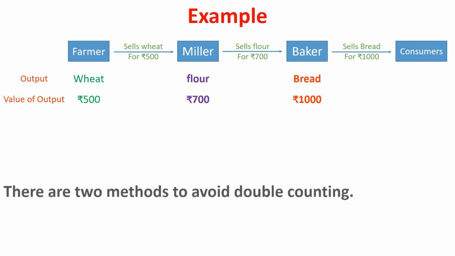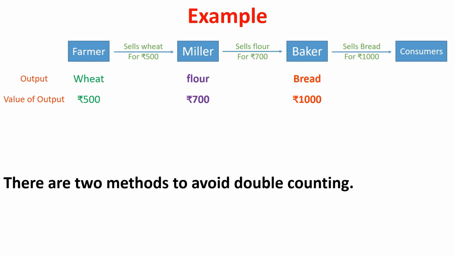There are two methods to avoid double counting. First is the final output method. In our example, final output is bread and its value is 1000, and it should be taken in the national income.